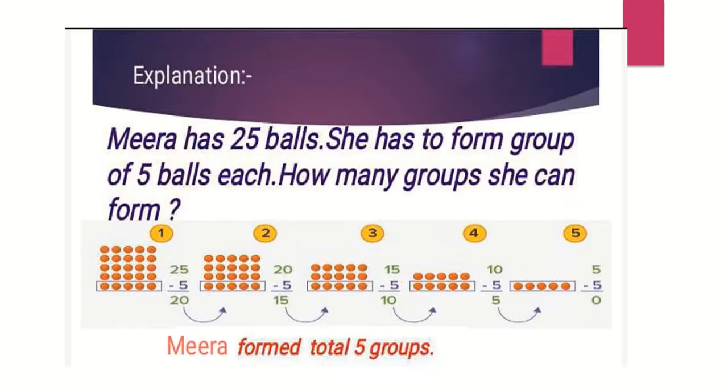First we will subtract 25 minus 5. We get 20. Then again 20 minus 5, we get 15. In this way we keep on subtracting 5 from the previous difference until we get 0. Or we can say 25 divided by 5 is equal to 5.